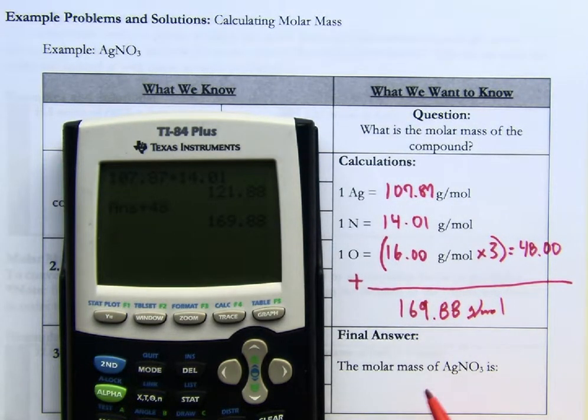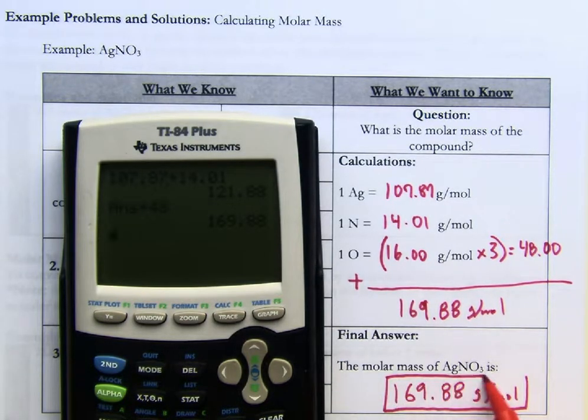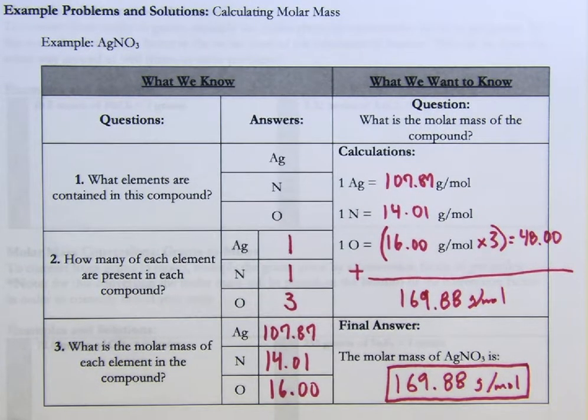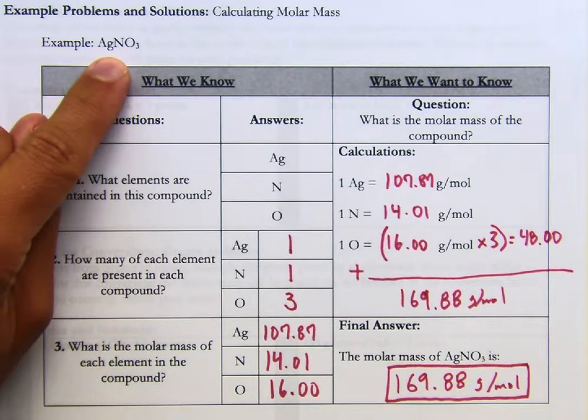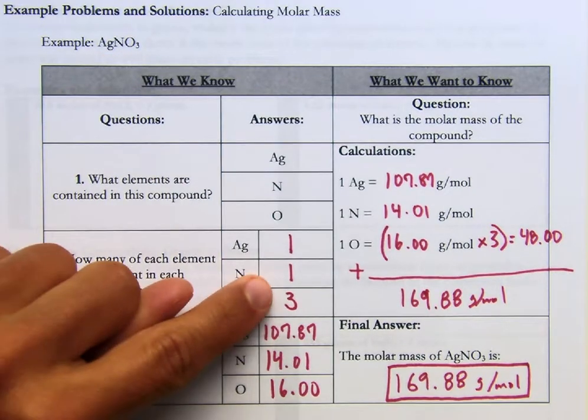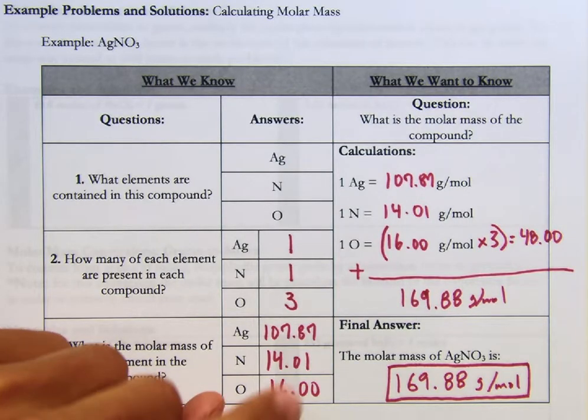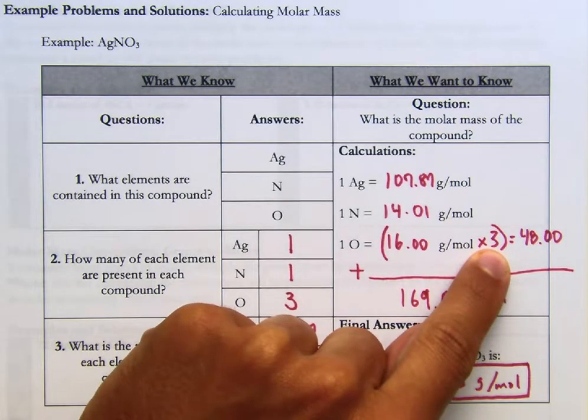So the molar mass of AgNO3 is 169.88 grams per mole. So if I wanted to have 1 mole of silver nitrate, I would weigh out a little less than 170 grams. This is calculating molar mass. It's really easy, okay? You're all going to have success with it. It's simply identifying what elements are in a substance, how many of each element you have, finding the mass of the elements, and then you add them all together, and you have to take into account how many of each element you have.